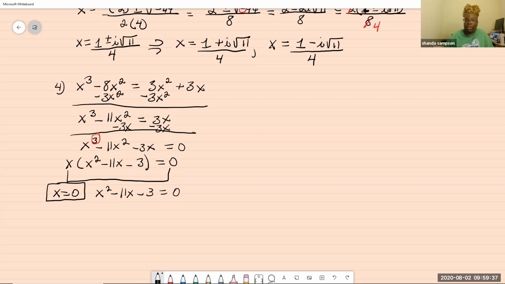Then we do the quadratic formula for this one. A equals 1, B equals negative 11, and C equals negative 3. And we go through our problem like we would normally go through it. So you can pause the video here and see if you're able to get the answer. I'm not going to do that speed up thing. I'm just going to let you watch me work the problem with some quiet.